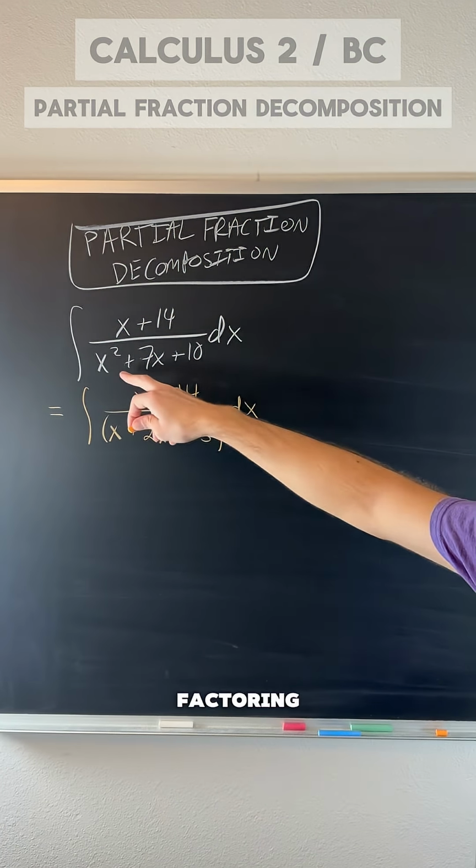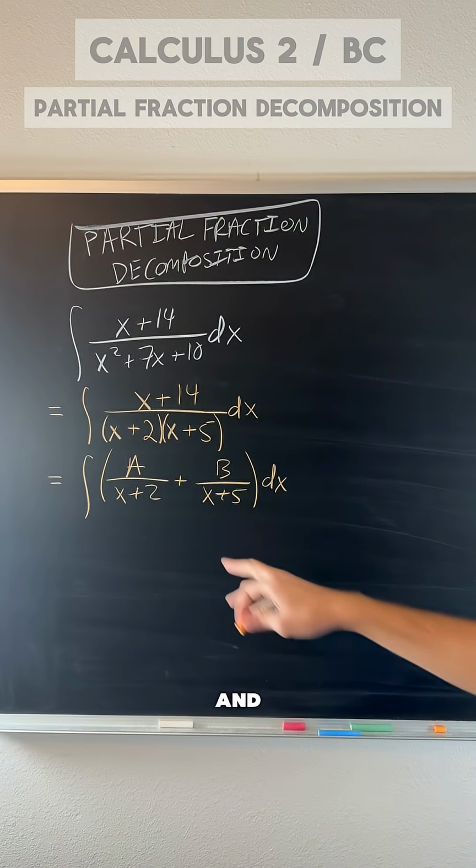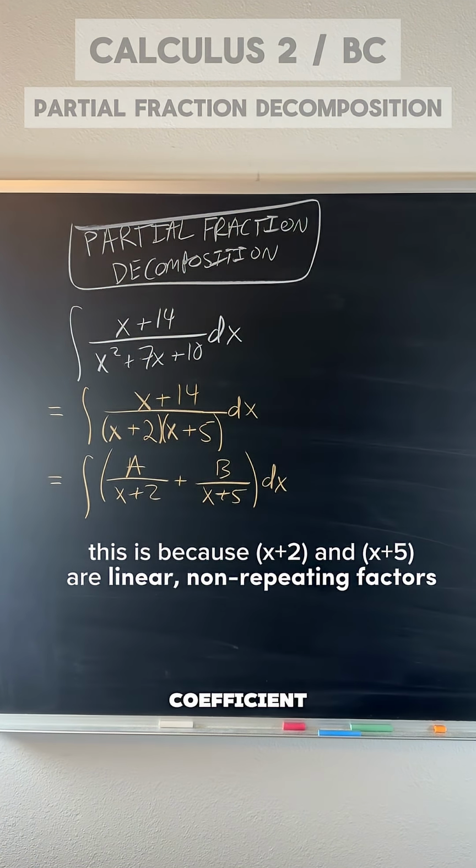So we'll begin by factoring our denominator. That gives us x plus 2 times x plus 5. We then go ahead and split up our fractions, where x plus 2 gets a coefficient of A, and x plus 5 gets a coefficient of B.